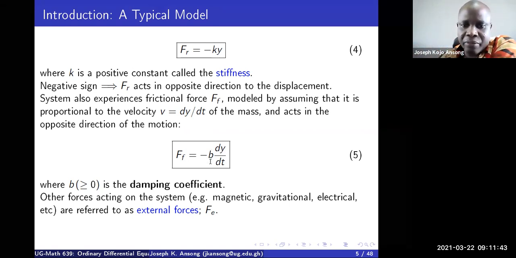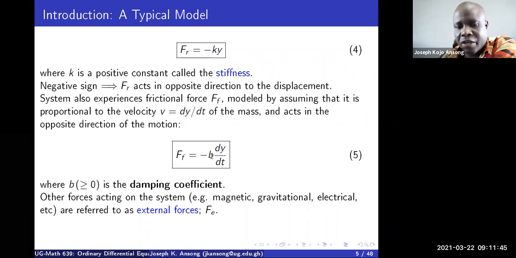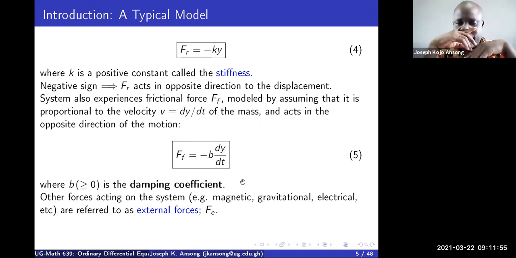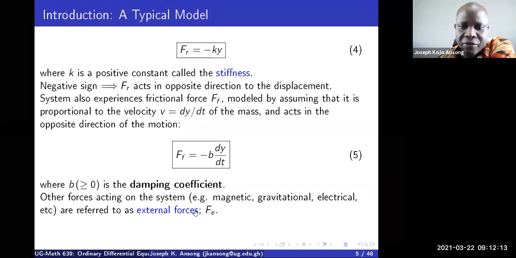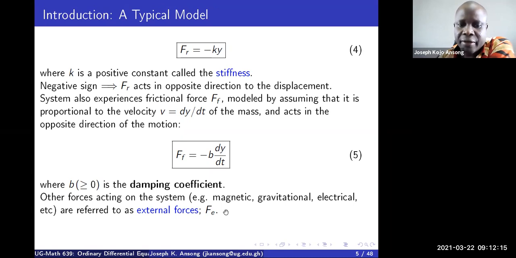B here, of course, is the constant of proportionality, but because this has to do with the damping, we call it the damping coefficient. Now, as I said, there are other forces apart from the frictional force. Those other forces, we lump them together: the magnetic, gravitational, electrical forces, and we call them external forces. So we separate the frictional force from these other forces, which are just called the external forces.